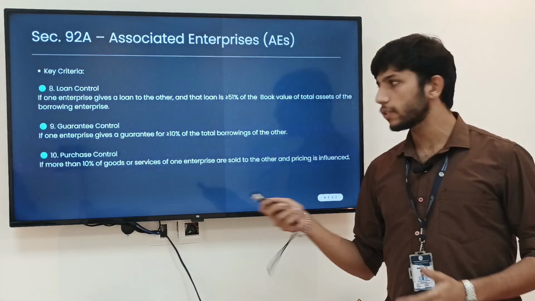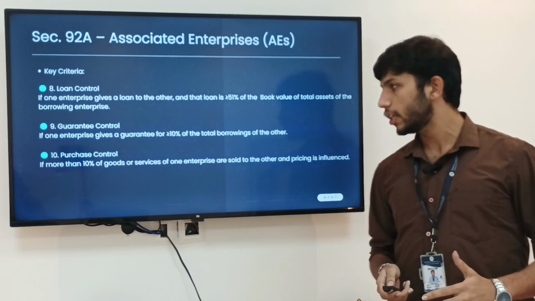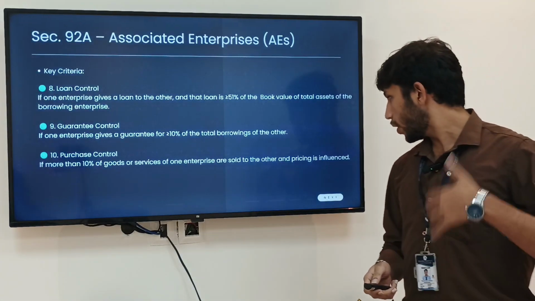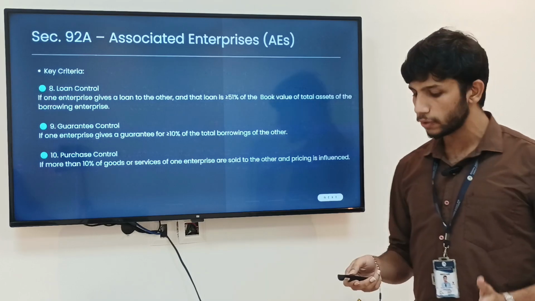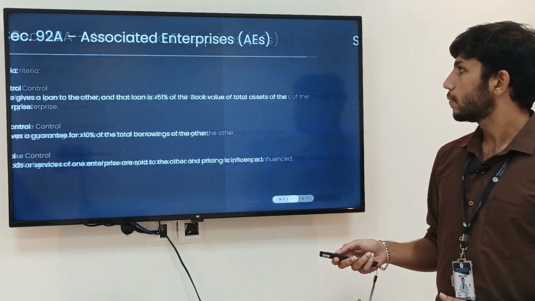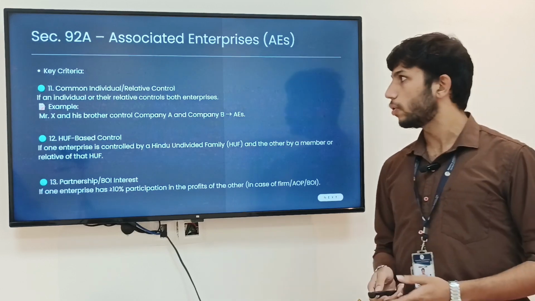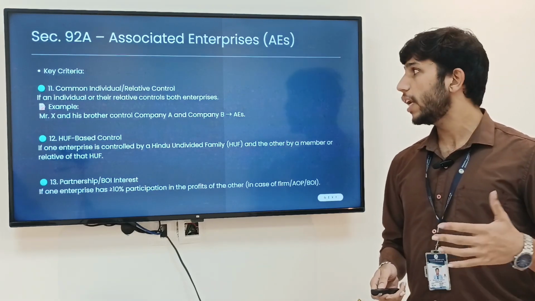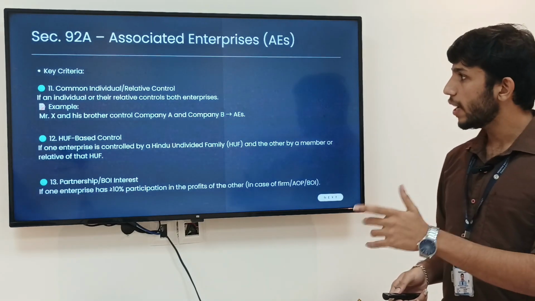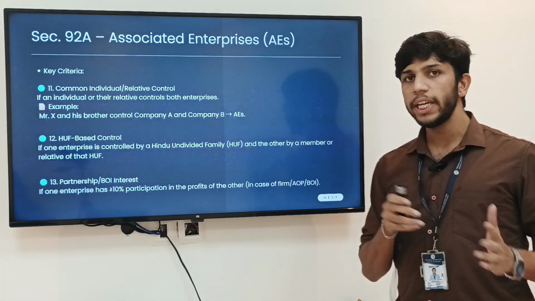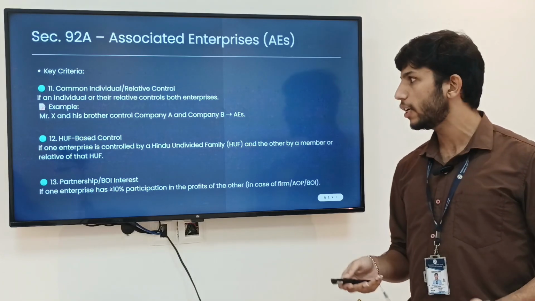Next one is purchase control. If more than 10% of the goods and services of the enterprise are sold to the other and the price is being influenced, then both enterprises are called associated enterprises. Next one is common individual or relative control. If an individual or their relative controls both enterprises, for example, Mr. X and his brother control company A and company B, then both company A and company B are associated enterprises.